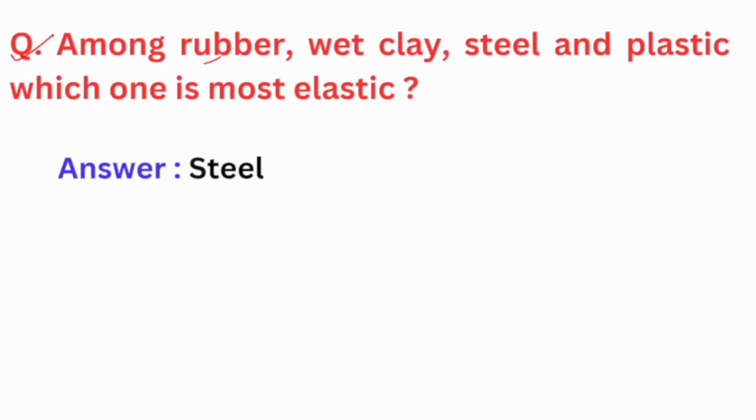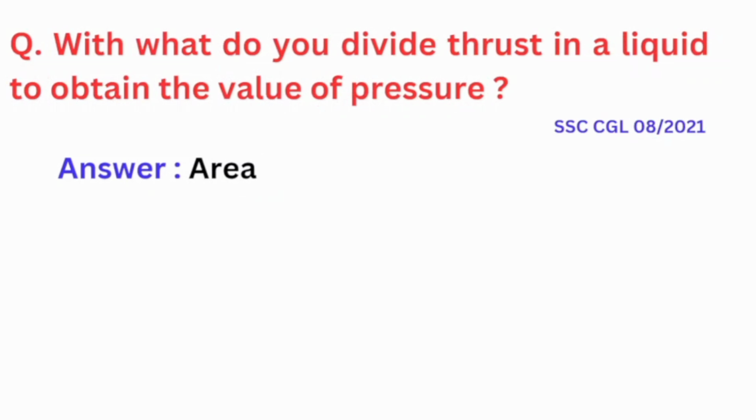Among rubber, wet clay, steel and plastic, which one is most elastic? The answer is steel is the most elastic one. Okay. Next is, with what do you divide thrust in a liquid to obtain the value of pressure? The answer is area. Pressure is defined as thrust per unit area on the surface.